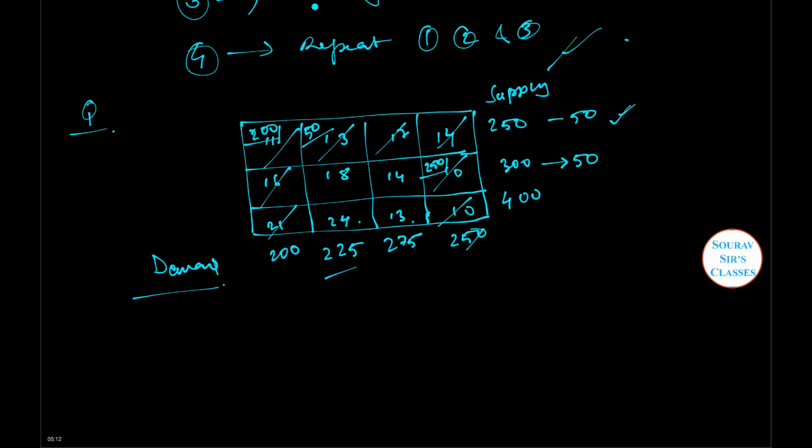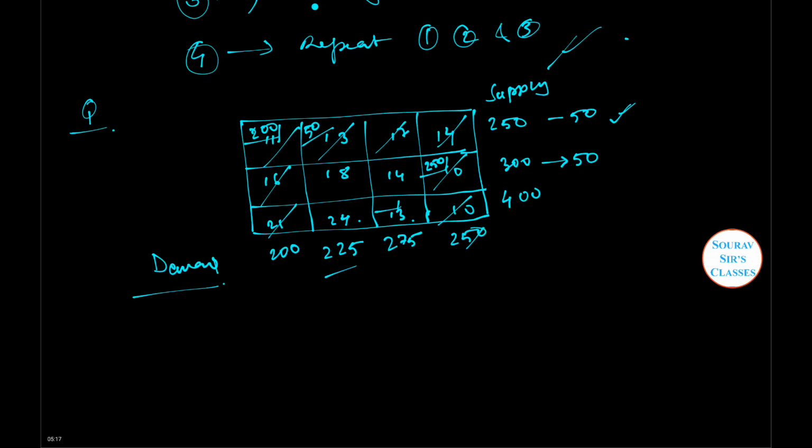Similarly, proceeding with the same steps, we see that the allocations are as follows. This is 275. This becomes 50 and hence this becomes 125.